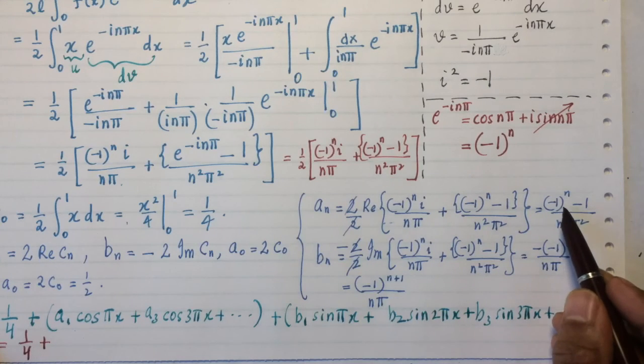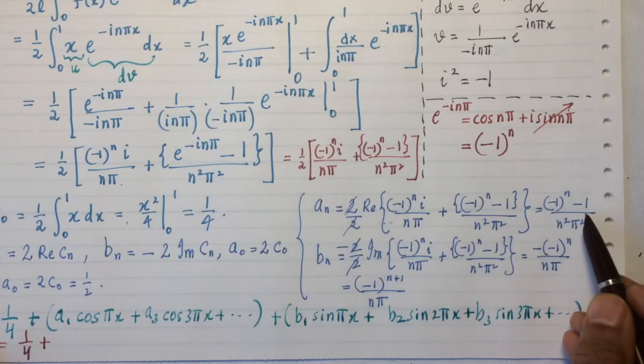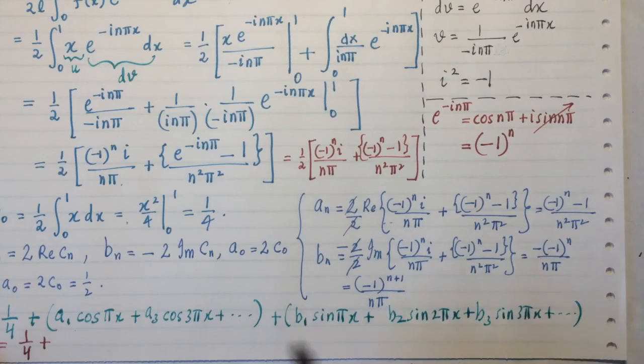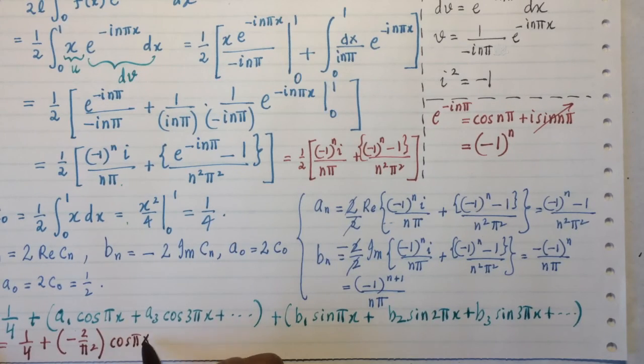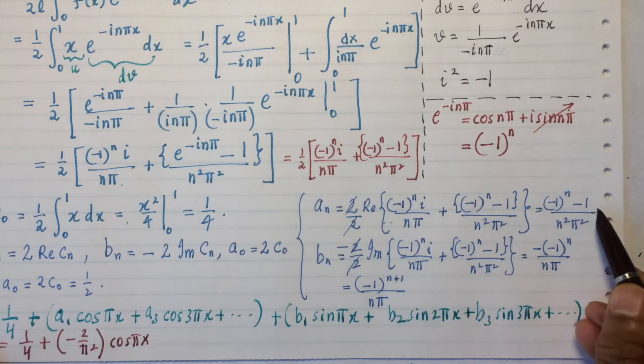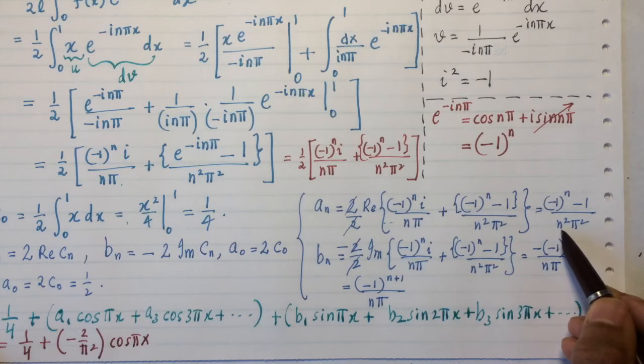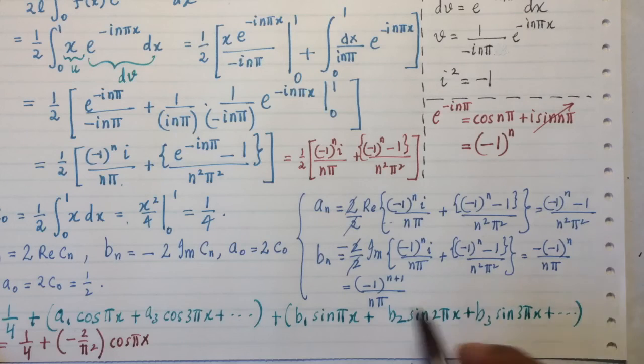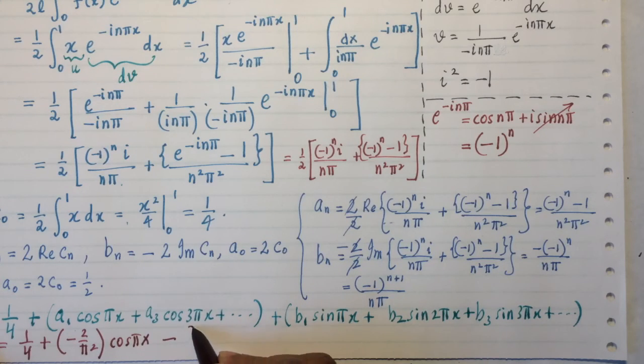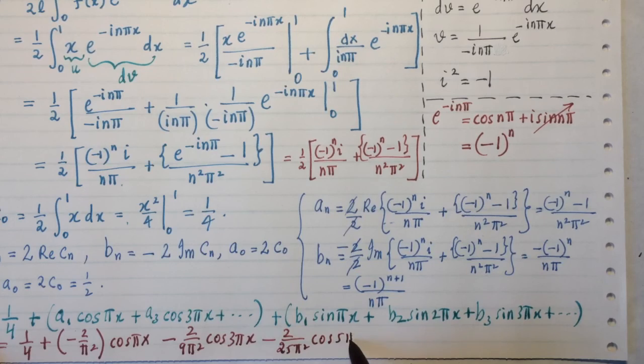A1 is going to be negative 1 negative 1, so that's negative 2 over pi squared cosine pi x. For A3, I'm going to get the same negative 2, but because this is n equals 3, that's 3 squared or 9 pi squared. So that's going to be negative 2 over 9 pi squared cosine 3 pi x. And then it'll go even faster than that. For 5, it's going to be 25 pi squared cosine 5 pi x.